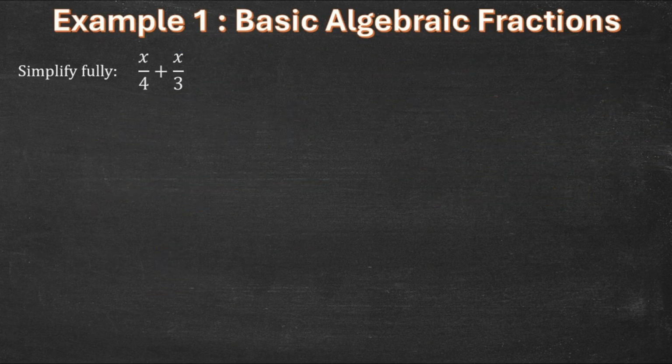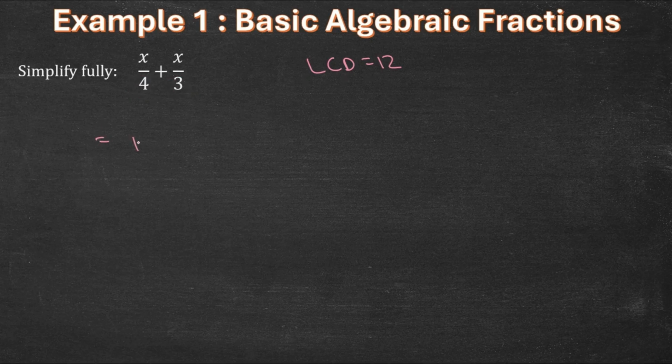Now let's move to our first algebraic fraction example. Now an algebraic fraction is a fraction where the numerator or the denominator contains variables. Now because we have a plus sign in between the fractions, we know we have to find a lowest common denominator, and that is 12. So what do we do now? We replace each of these denominators with the lowest common denominator.